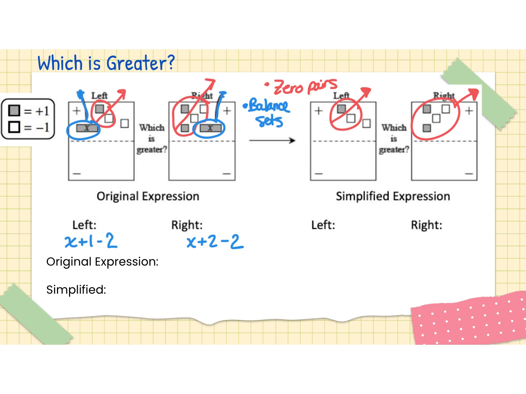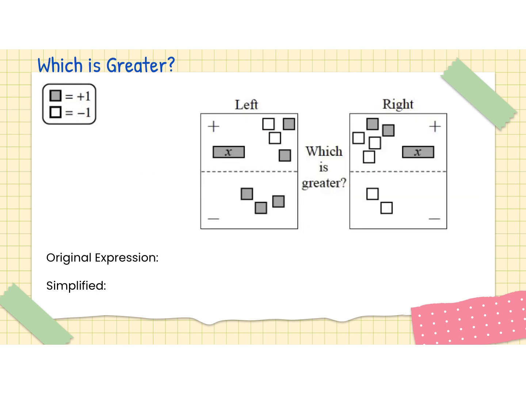So what do we end up having on our left mat? We have a -1. And on our right mat, we have 0. 0 is greater than -1, so the right mat this time is the greater mat. Okay, go ahead and pause this video and see if you can figure out how to get which side is greater, left or right, and then come back.